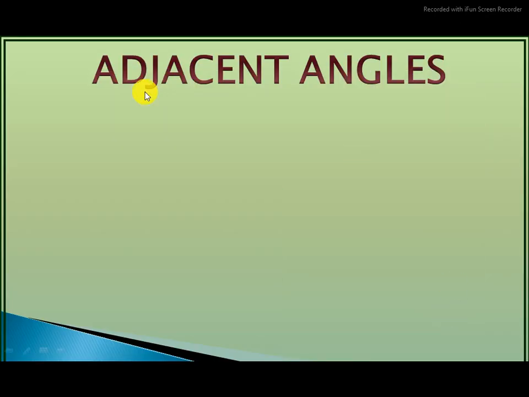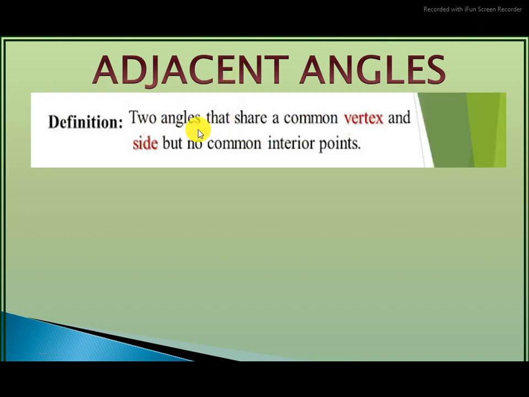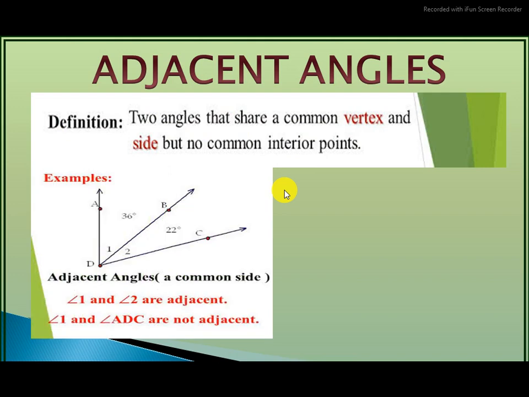Next we'll move on to adjacent angle. The word adjacent means next to. So here we have two angles that share a common vertex and side but no common interior points, which is called an adjacent angle. Here you have a diagram. You have two angles here, ADB and BDC. So in short, they are named as angle 1 and angle 2.